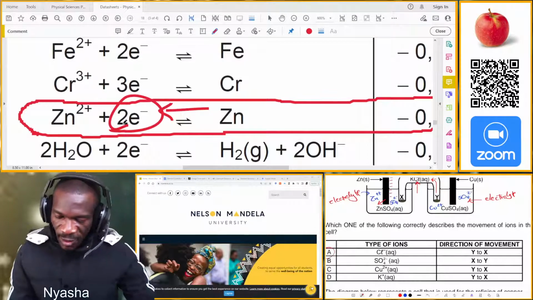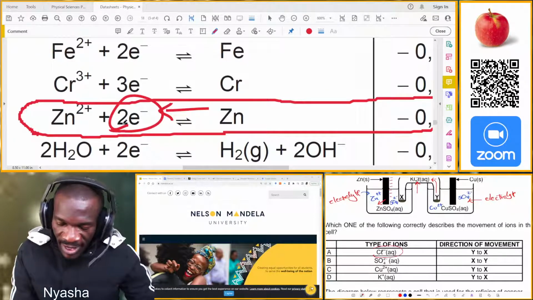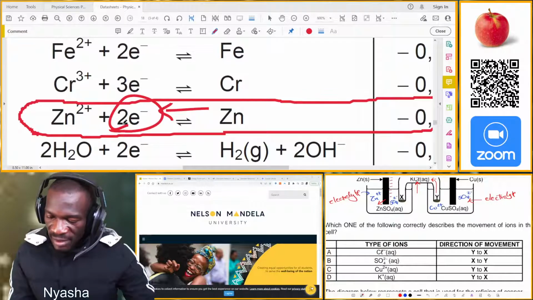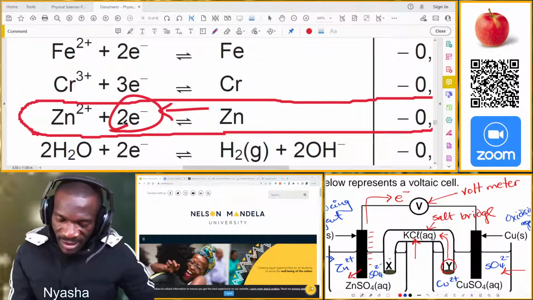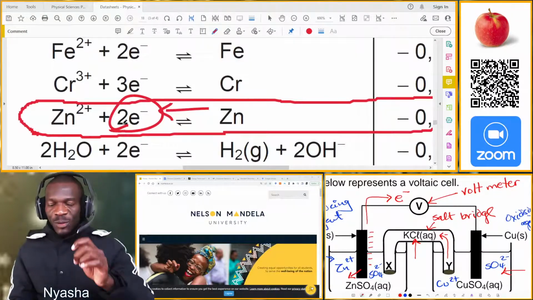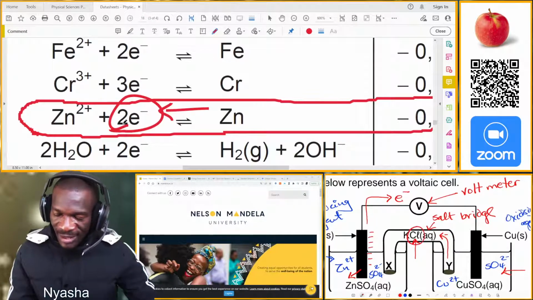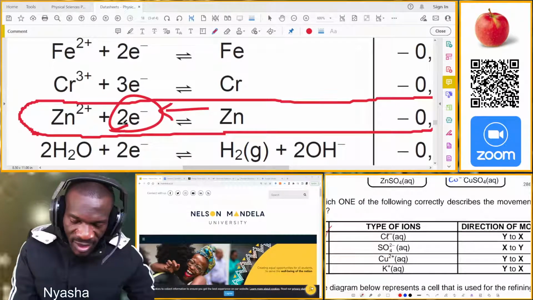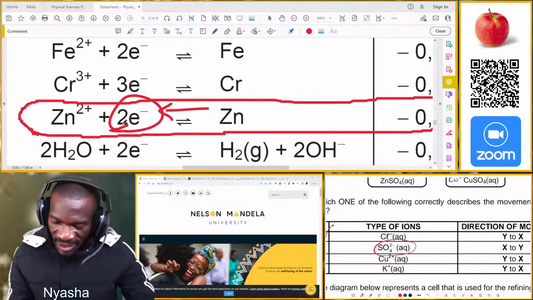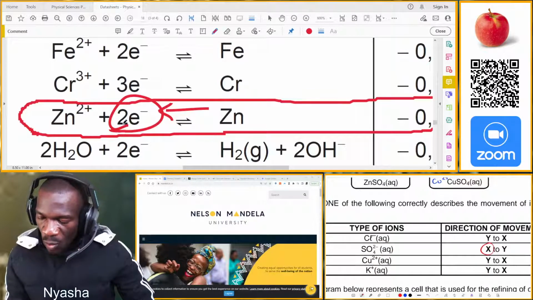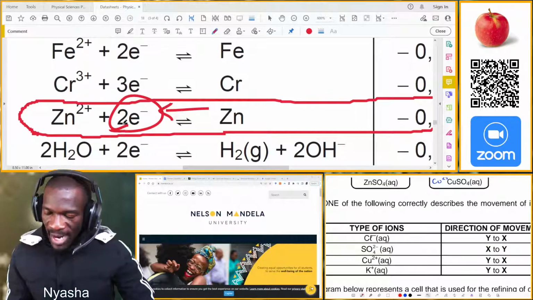In part A, the option that is available is that chloride ions are moving from Y to X. Does that agree with what we have? Yes. From Y to X, we expect negatively charged particles of the salt bridge, which are chloride ions. So we're happy. The first option is actually correct. Let's look at the second option. The second option, sulfate ions will move from X to Y.